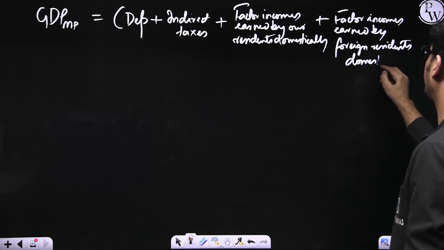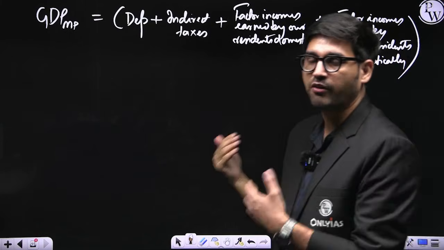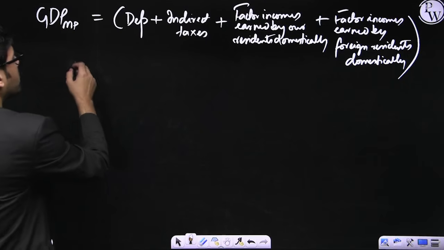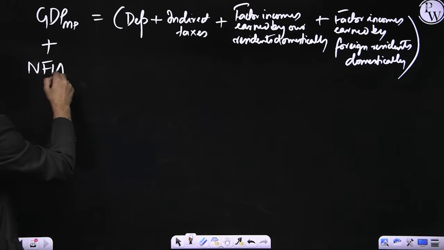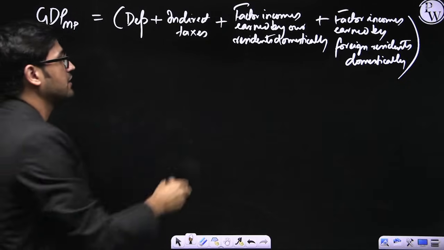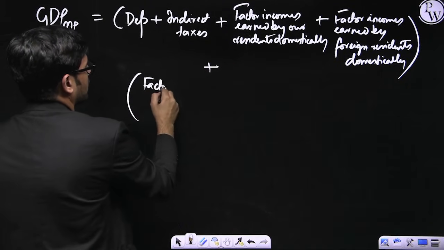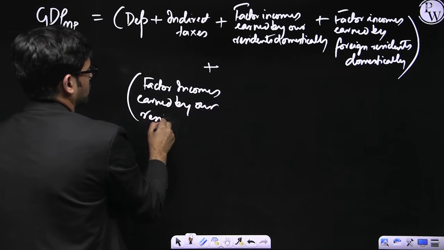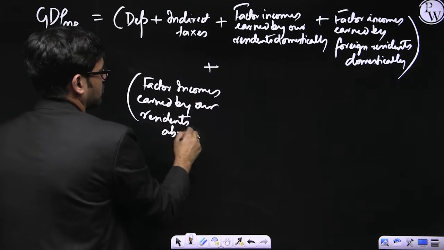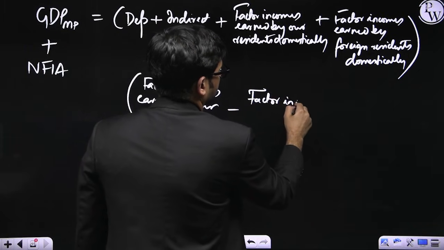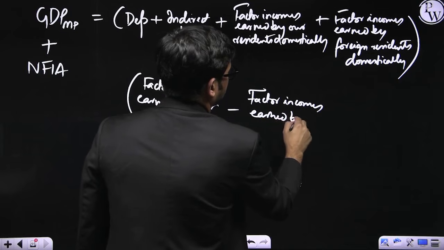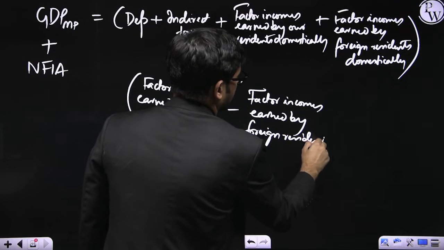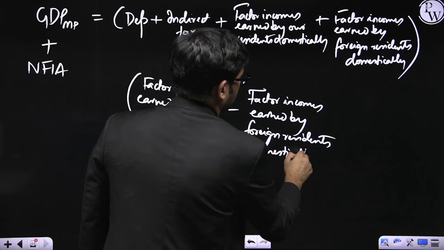domestically. Because in India, you have Indian people, Indian companies manufacturing in India. You also have foreign people, foreign companies manufacturing within India. All of this will be included in the concept of GDP at market prices. Over and above this, we are adding what is called NFIA, net factor income from abroad. That means to this value, we are adding something called factor incomes earned by our residents abroad minus factor incomes earned by foreign residents domestically. This is what NFIA is.